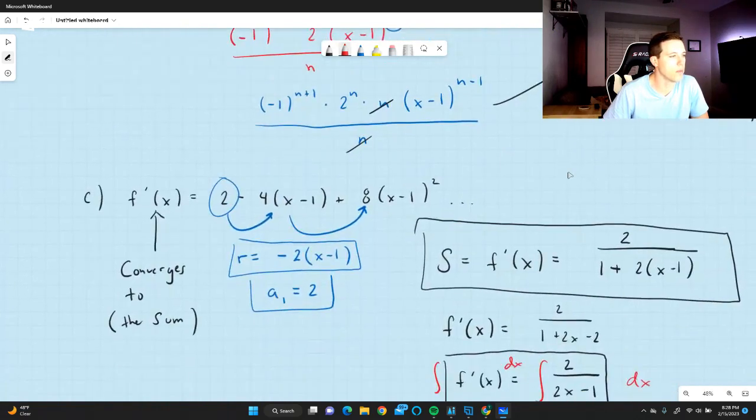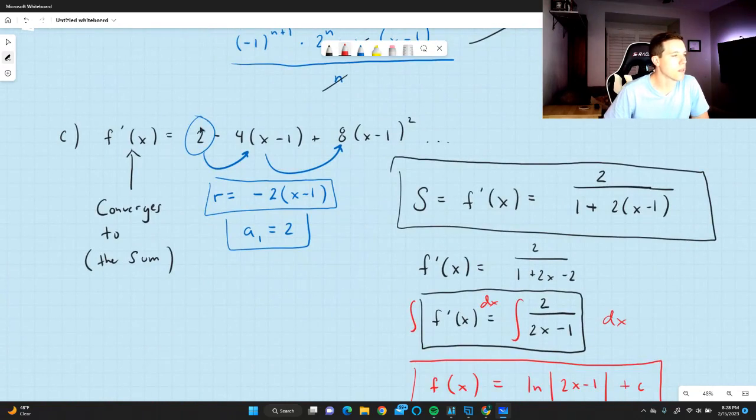Is that true? Well, the first term was 2. The next term was minus 4 times x minus 1. The next term was 8 times x minus 1 squared. Yeah, it looks like I'm multiplying by negative 2 times x minus 1 to get from one term to the next. So I have a ratio. I have my first term.